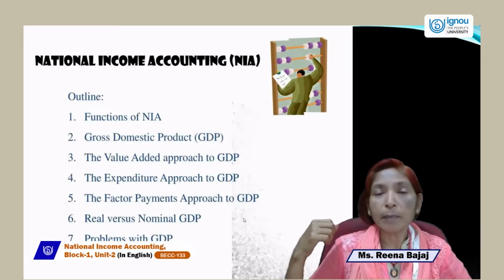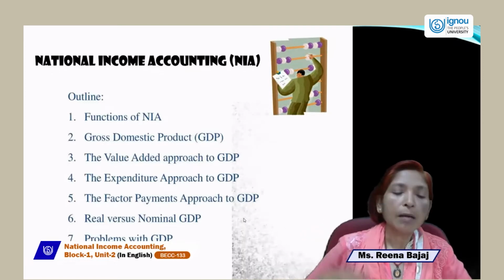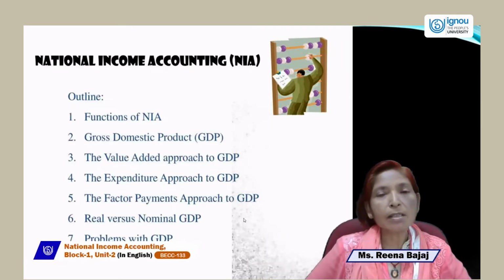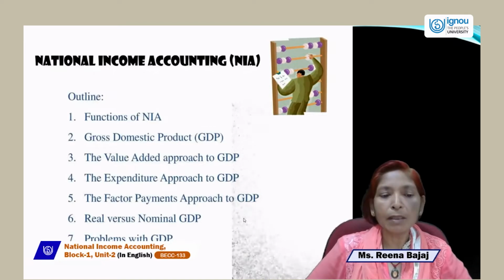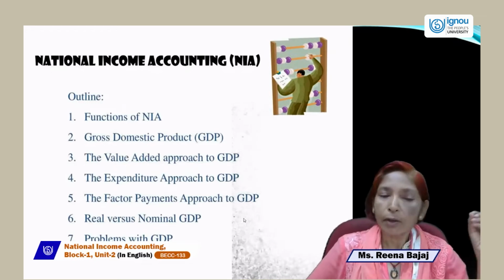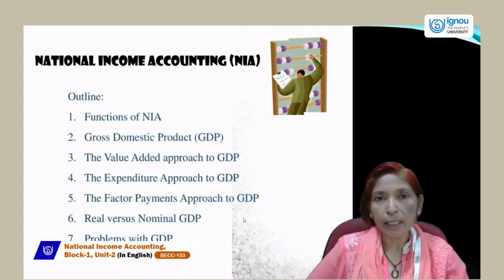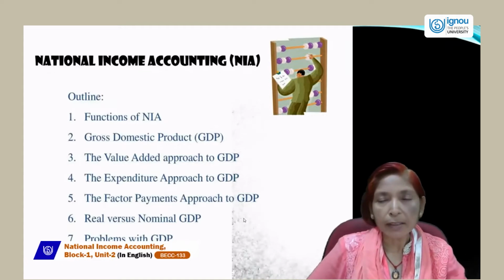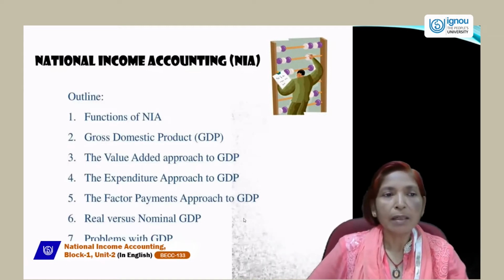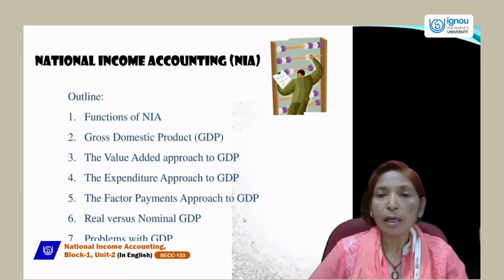The third method is how GDP is estimated with the help of the income method or factor payment approach. Next is real versus nominal GDP. What is the difference between real and nominal? And what problems we have to face while calculating GDP by different approaches. All these are the main topics in national income accounting.